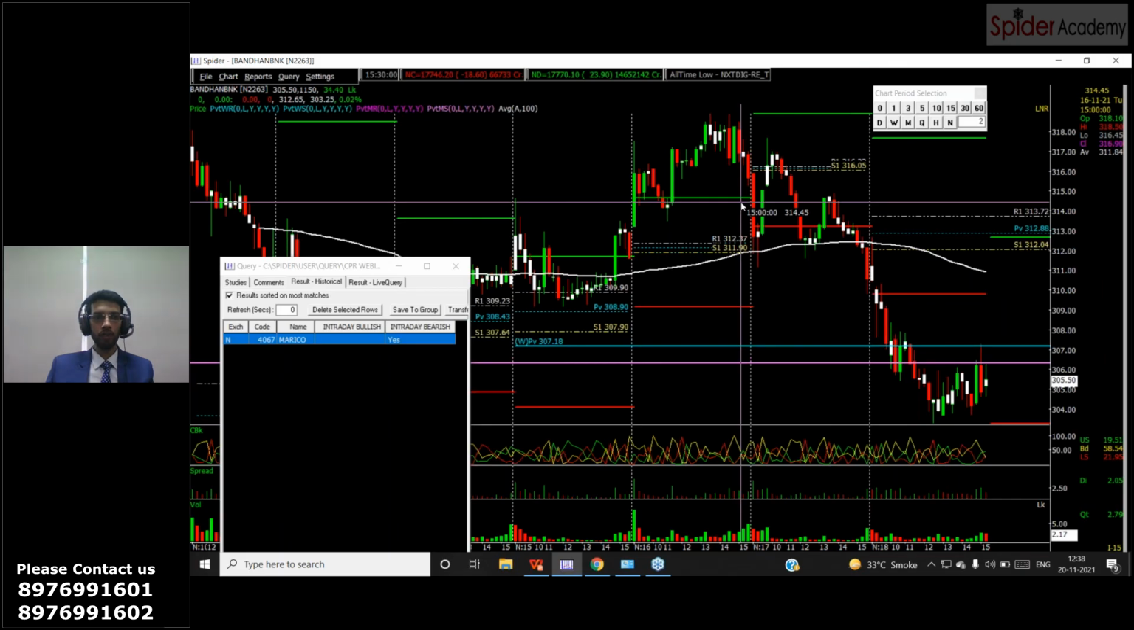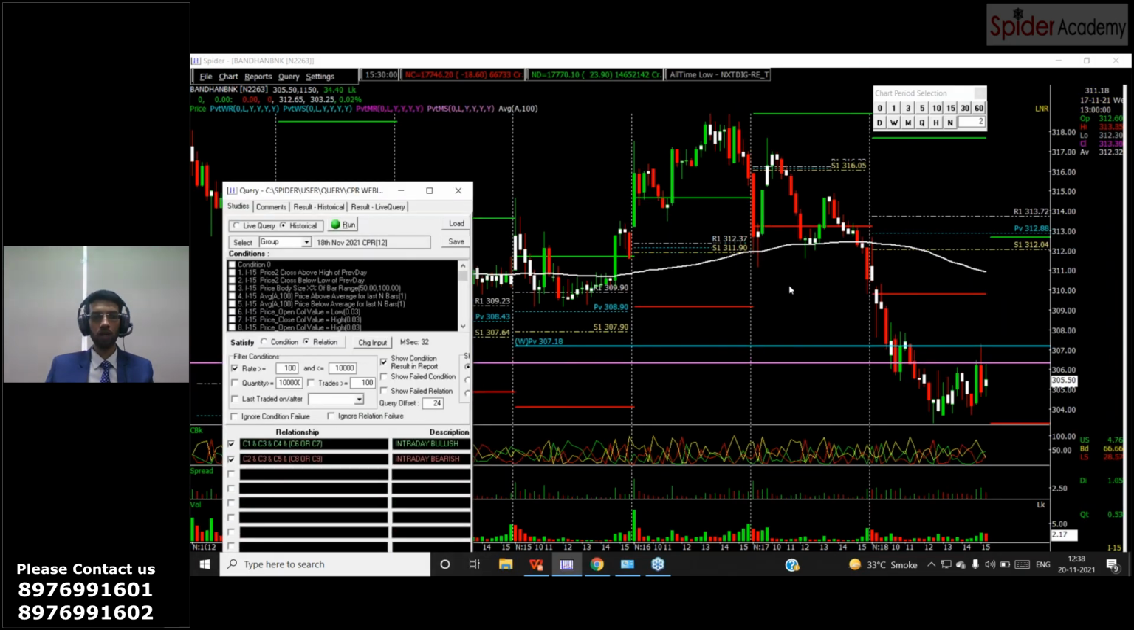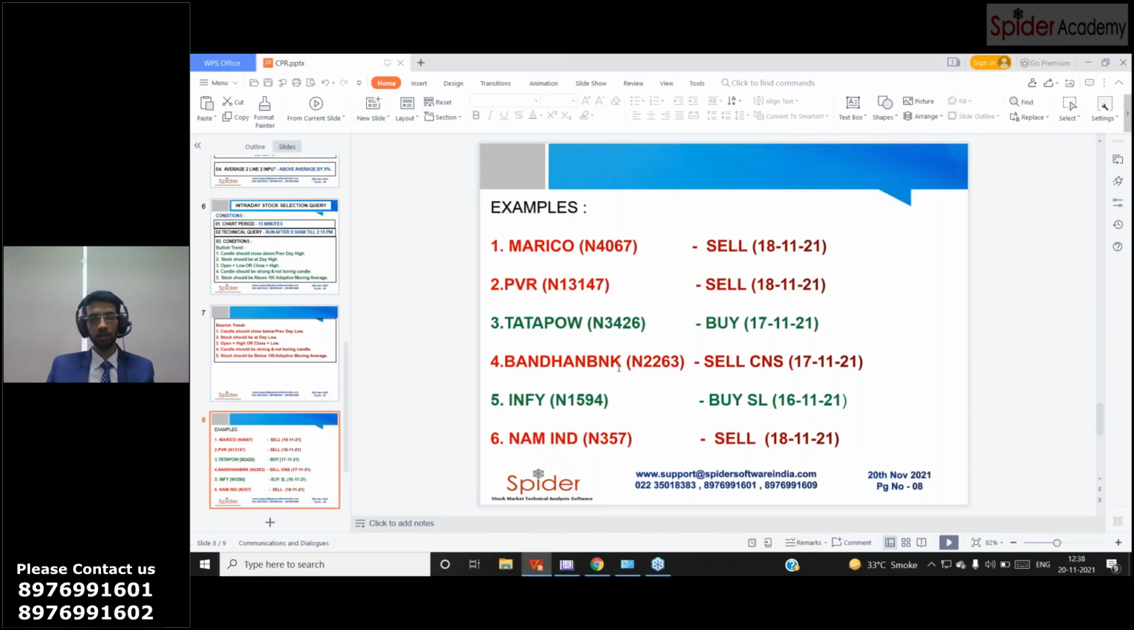For that only we made this technical query, where the stocks will be filtered, and you just have to bring them into this query. You have to click live query and it will give you live results. Whenever a 15 minutes candle closes, it will automatically show you all the candles which are satisfying this criteria. Okay, so this is the Bandhan Bank condition.